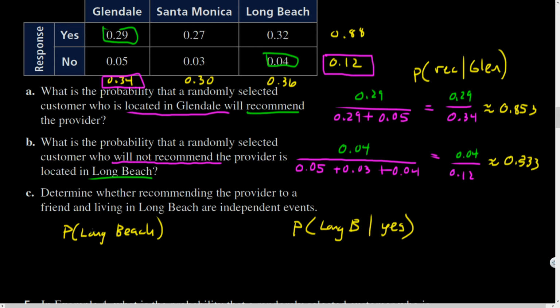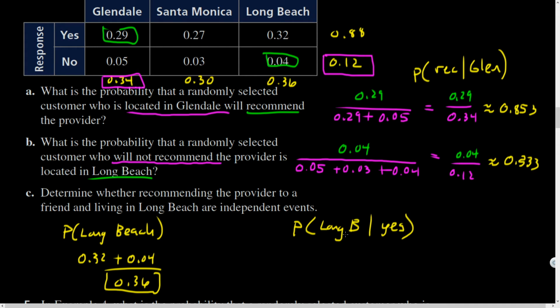So what's the probability of living in Long Beach? Well, that I can calculate by just adding these two things. That would be the number of people who said yes and the number of people who said no, who lived in Long Beach. And if I add those together, I would get 0.36. And so there's the probability that someone lives in Long Beach.